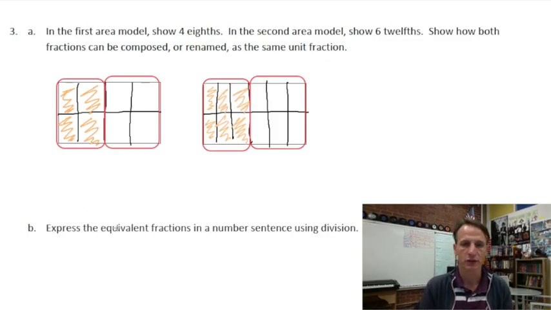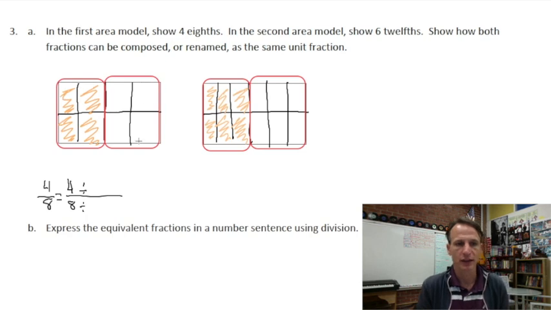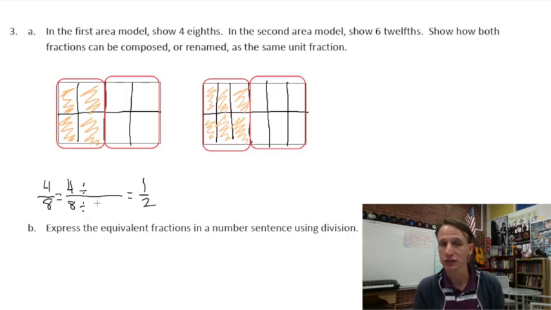I'll write it up here. Express the equivalent fractions in number sentence using division. Well, what did we start with here? We started with 4/8, right? And we know we can set up that division. And we can see that we have 1 out of 2 groups. So what is our relating factor? 8 divided by what is 2? Yes, 4. And double check ourselves. 4 divided by 4 is 1. 8 divided by 4 is 2.